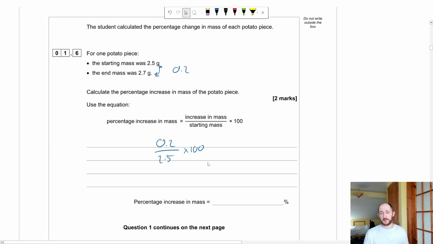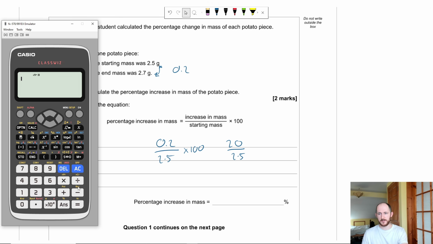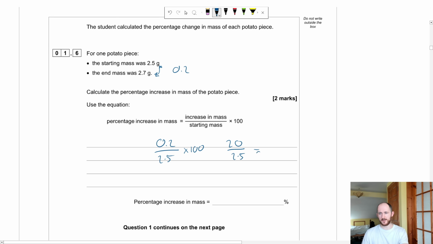I could probably do this in my head. So that's 20 over 2.5. And then, you know what, let's just use a calculator. Open up the calculator. 20 divided by 2.5 is 8%. I really could have done that, couldn't I? 8%. Nothing too spectacular about that in my opinion.